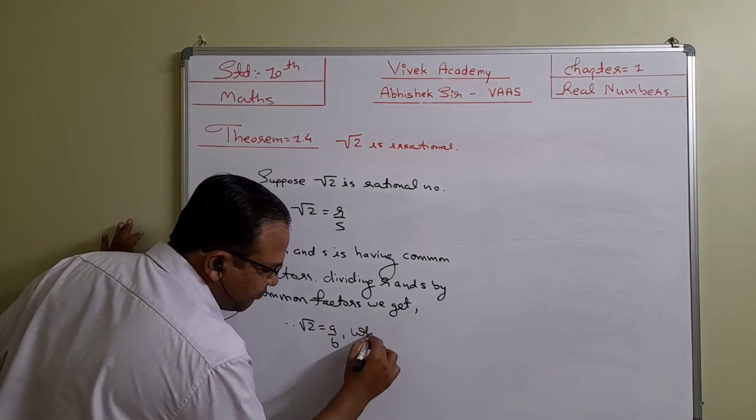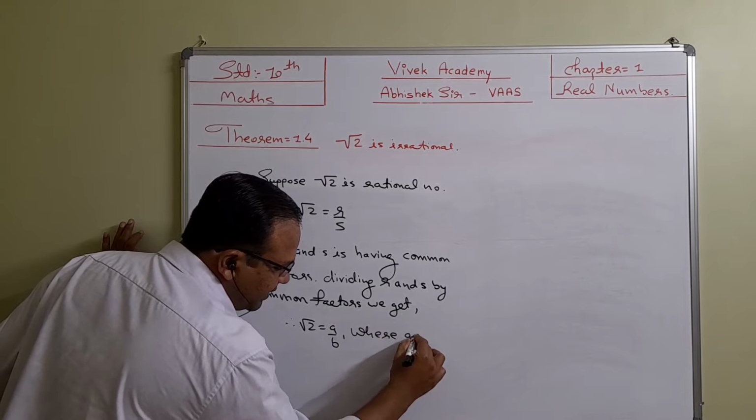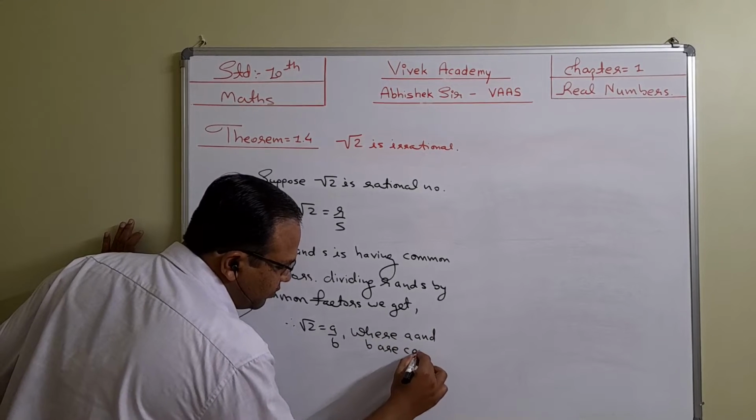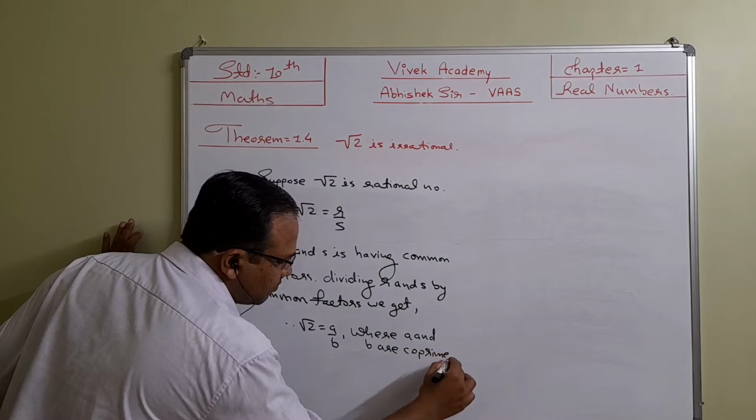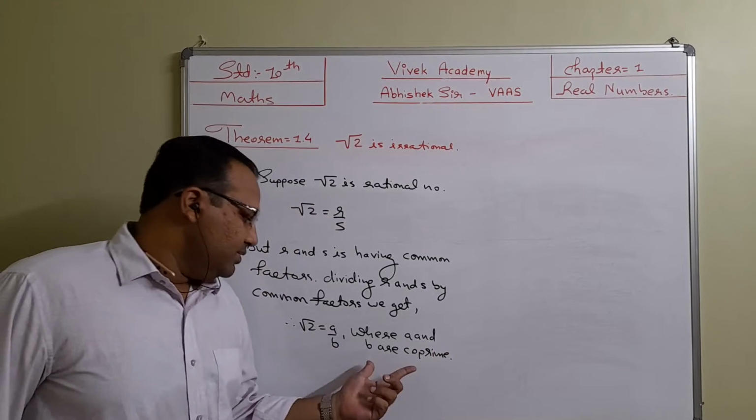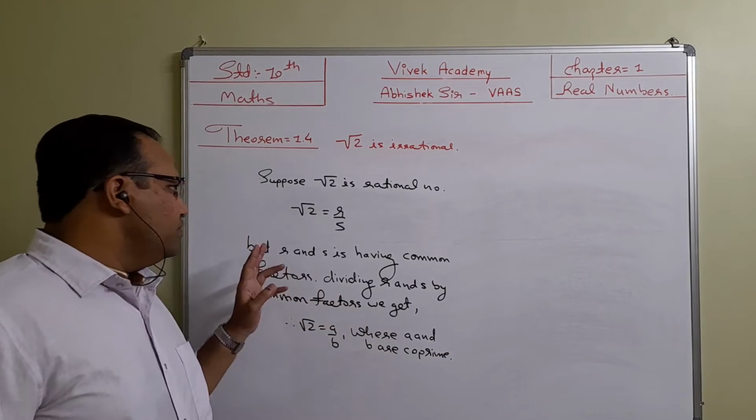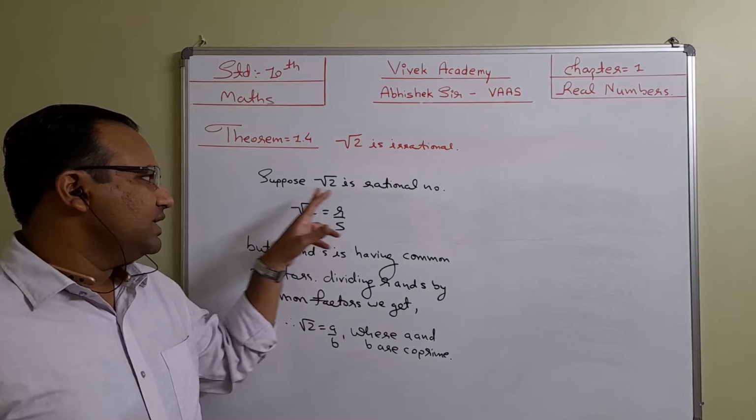Where a and b are co-prime. Co-prime means a and b do not have any common factor other than 1. Again, we will see what is given.